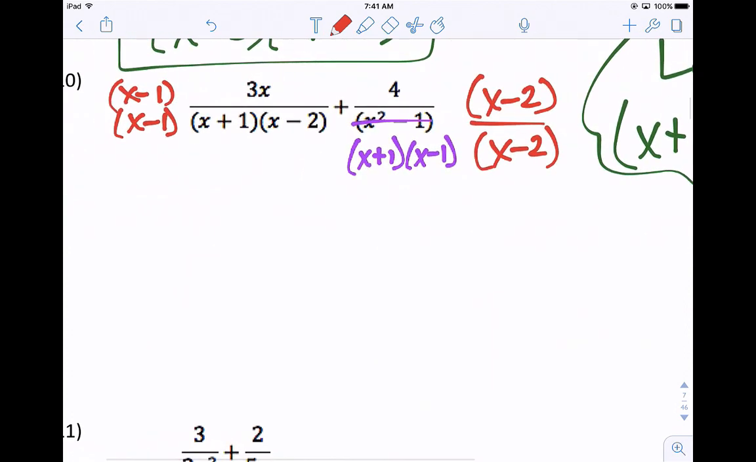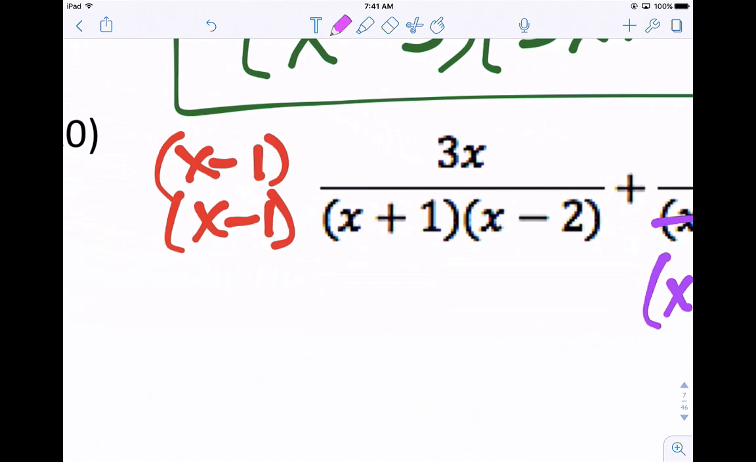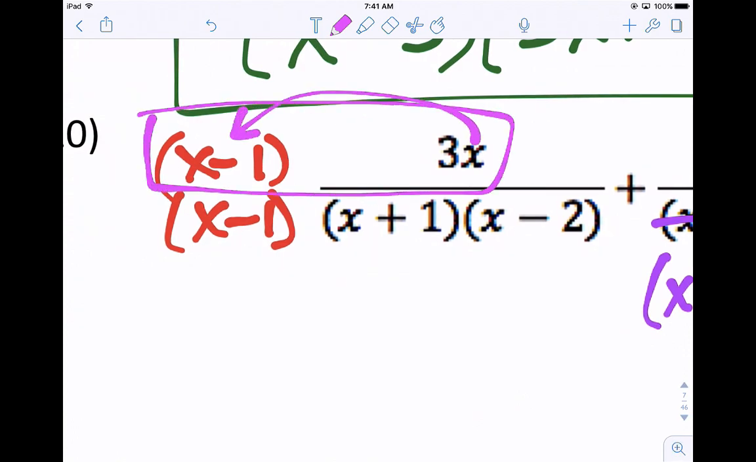All right, we're done with the bottom because it matches the LCD, so just deal with the top. So we're going to distribute. The first thing we'll distribute is the 3x. 3x times x is 3x squared.